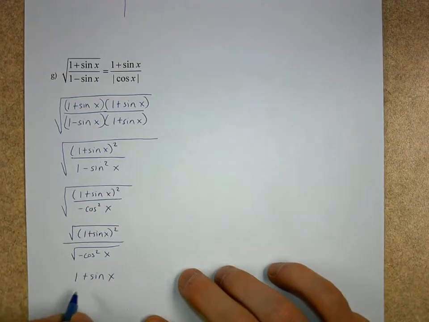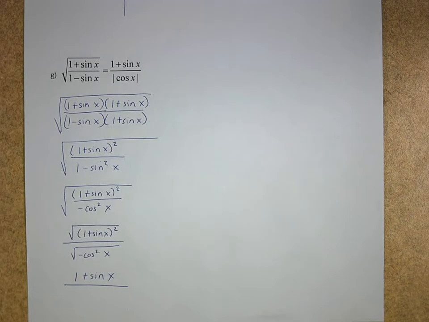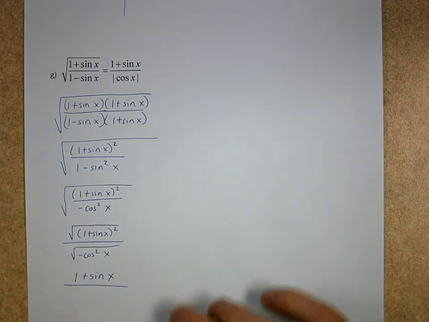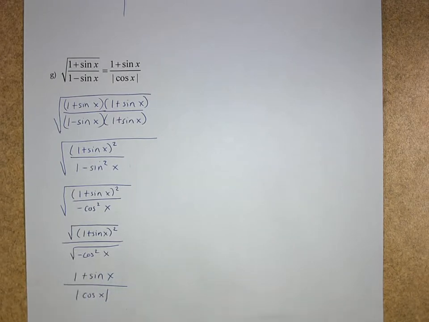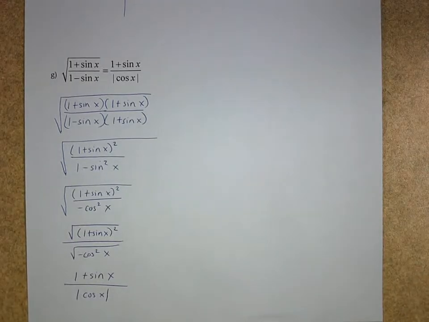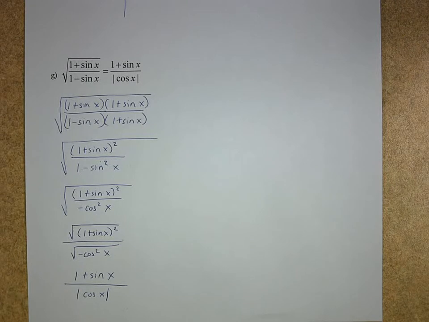In the numerator, the square root and the square cancel out, which leaves me with 1 plus the sine of x. And then in my denominator, the square and the square root cancel out, but then you can see I've got the cosine of x. I just have to make sure that that value in there is always positive in order for my square root to work out, which is why we've got that absolute value right there. So 1 plus the sine of x over the absolute value of the cosine of x is verified.